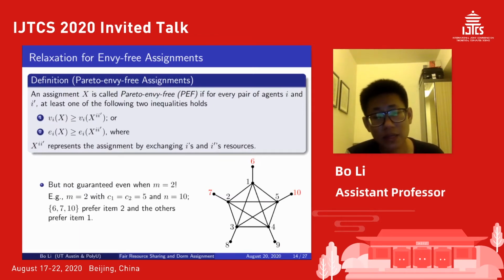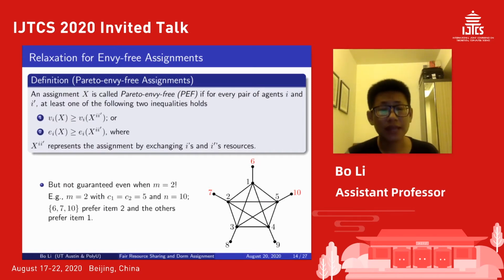If this doesn't hold, then we check the external values. So if agent I doesn't envy agent I prime's external values, this is also Pareto NV-free. So if either of them holds, this allocation is called Pareto NV-free to this agent. And if this holds for every agent, this is called Pareto NV-free assignment.